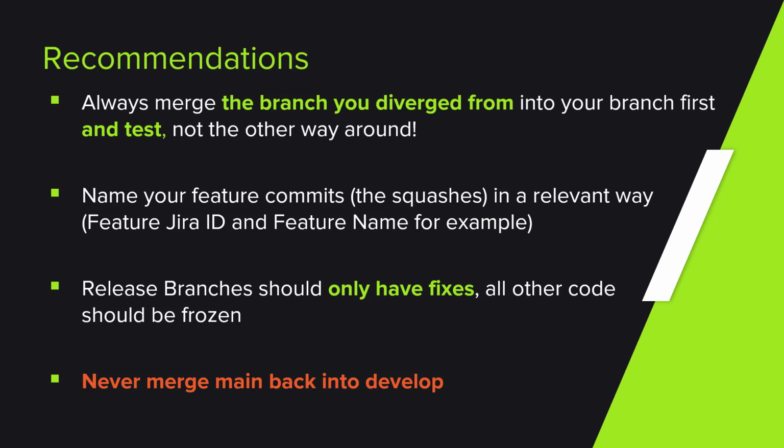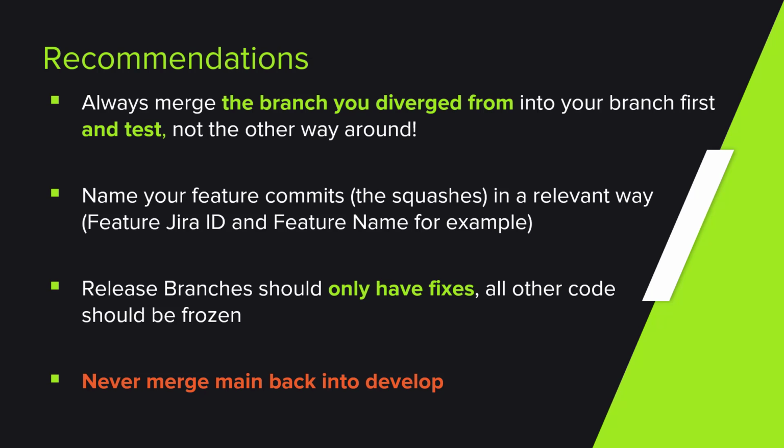The first is to merge the develop branch into the feature branch before squashing, test, and then continue. Do not try to fix all conflicts when you merge into develop. You could destabilize the branch for everybody. The second recommendation is to name the feature commits or squashes properly with all relevant details. Don't forget that release branches should only hold fixes, not implementations.